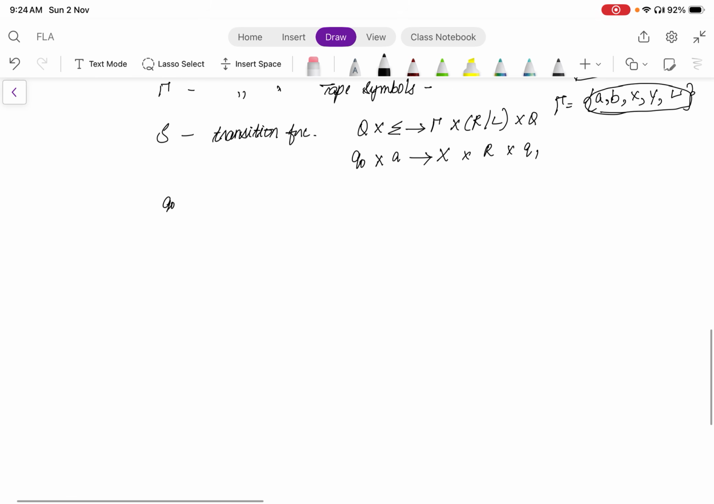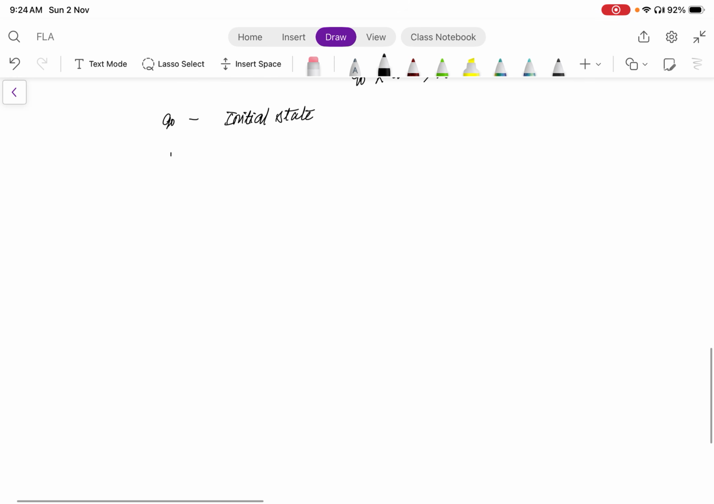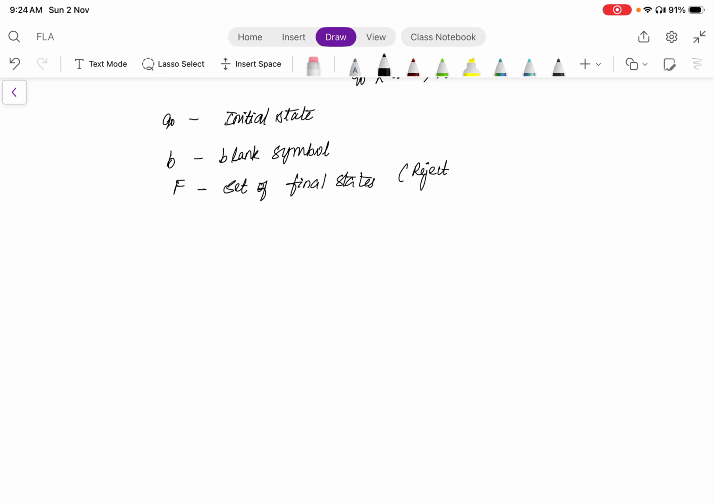Then Q naught is the initial state, like always. Then B is your blank symbol. Then F is your set of final states. A Turing machine can have only two final states, that is either reject or accept. So a Turing machine is a deterministic machine.